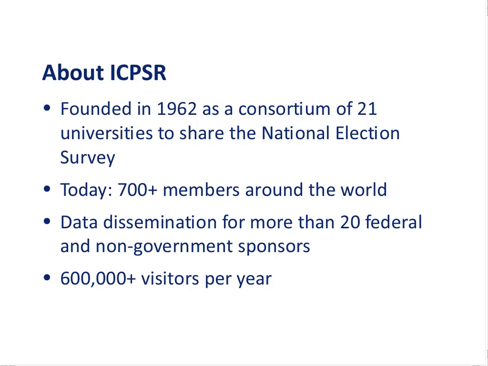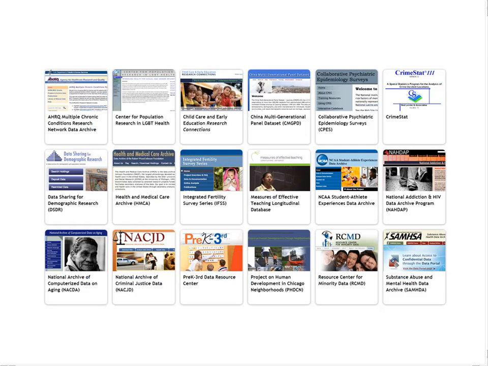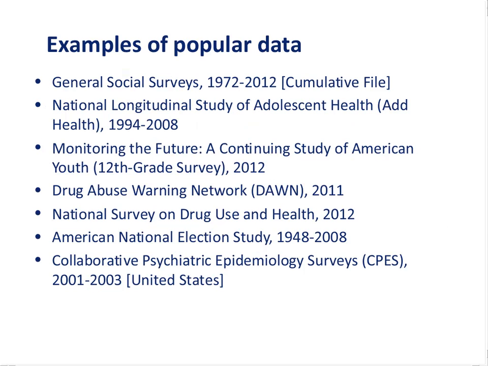We have over 500,000 visitors each year looking at data. We are a membership-based organization, but we are also supported in large part by federal and non-government sponsors who sponsor our topical archives, anything from criminal justice to education to addiction and substance abuse. These are a few of our topical archives. Some examples of popular data we have: the General Social Survey, Monitoring the Future, and the National Election Studies.